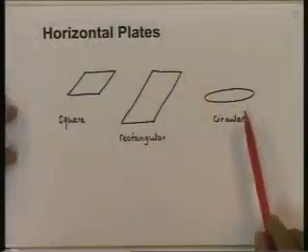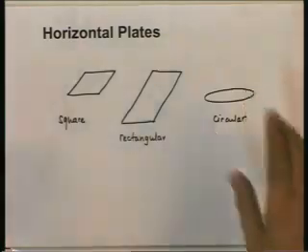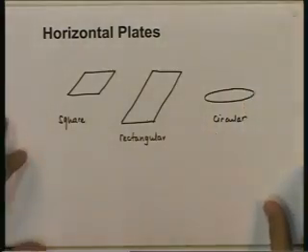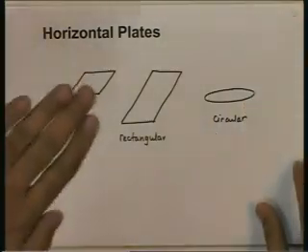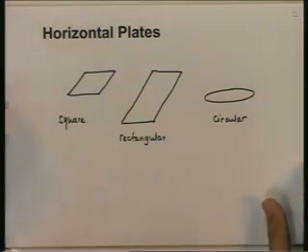At the end of the last lecture, we were looking at the situation of horizontal plates. We considered a square plate or a rectangular plate or a circular plate held horizontally and losing heat either from its top surface or its bottom surface or from either side.